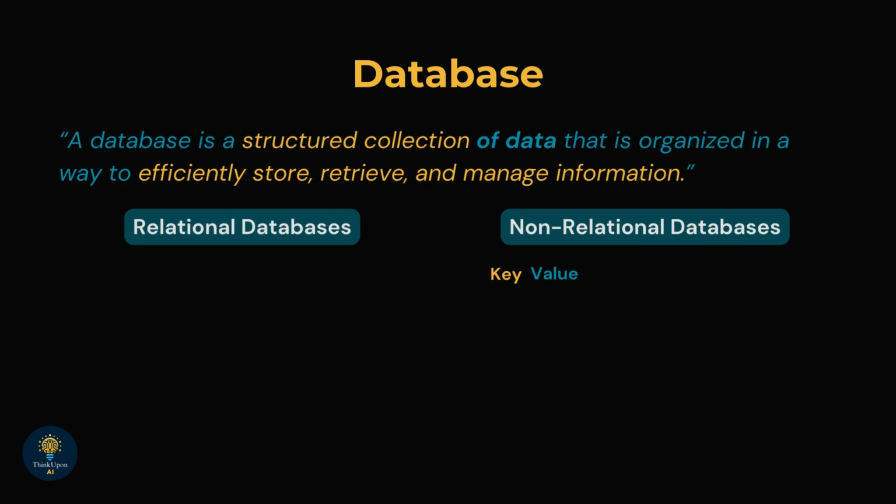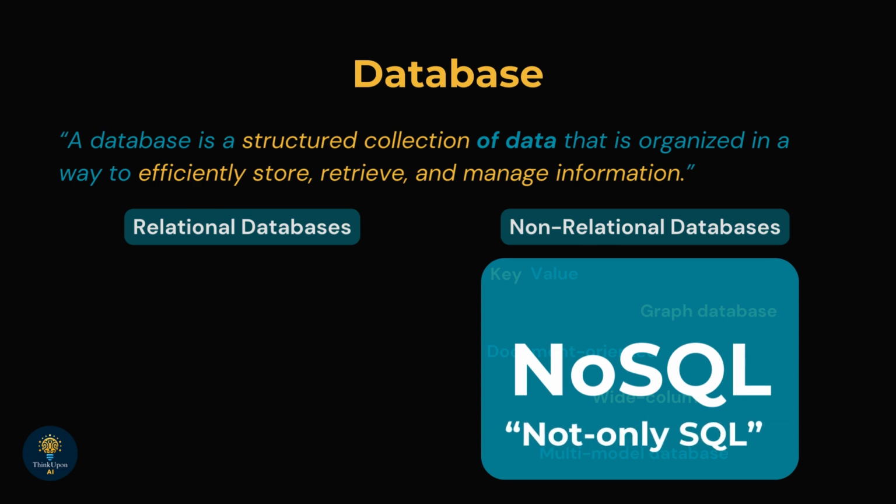Now, this was one of the many methods that is used in non-relational databases. Apart from it, you can use graph databases, document-oriented databases, wide column methods, or multi-model databases in order to store your dataset. In order to manage the data in non-relational databases, we use NoSQL, which is also sometimes referred to as not only SQL.